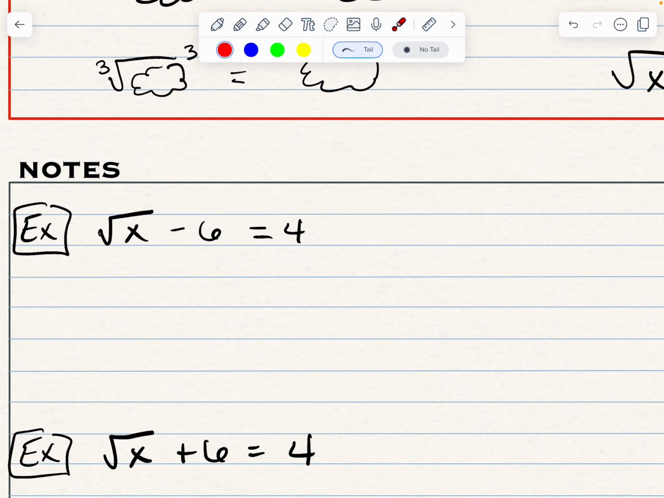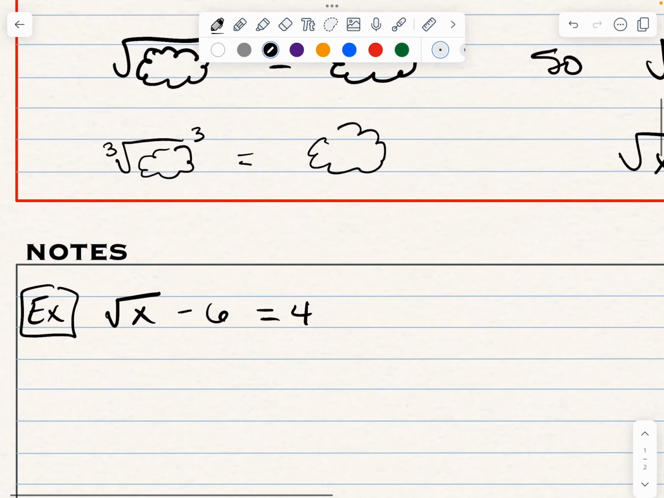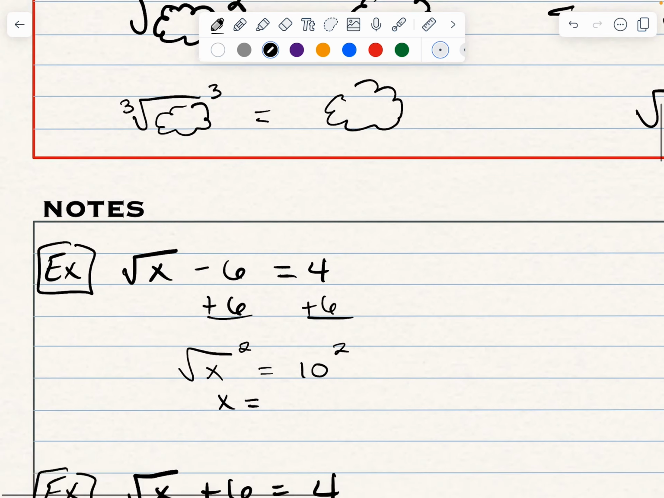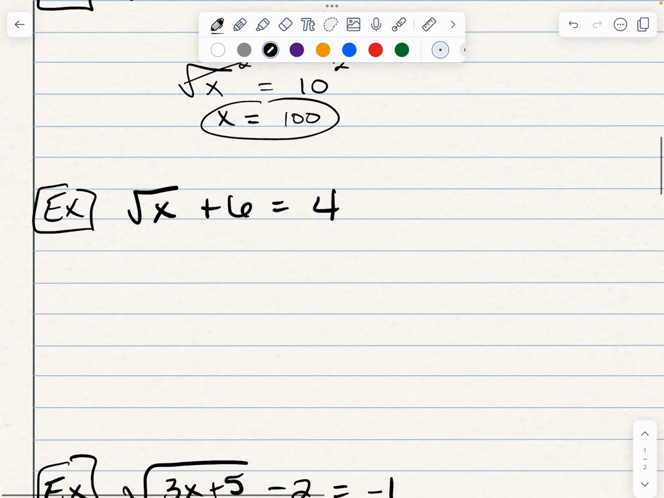So let's look at the square root of x minus 6 equals 4. We're going to add 6 to both sides, just like we would if this was x minus 6 equals 4. But we're going to get the square root of x is equal to 10. Now, to get x by itself, we have to square both sides. The square of the square root of x is just x, and 10 squared is 100.